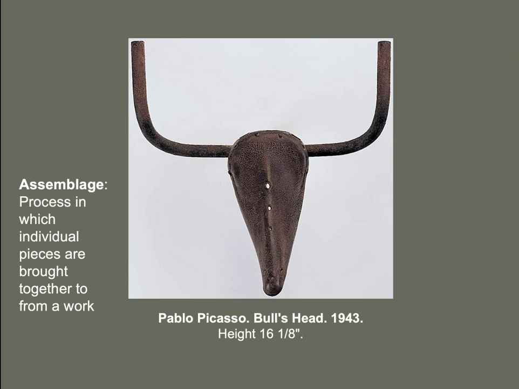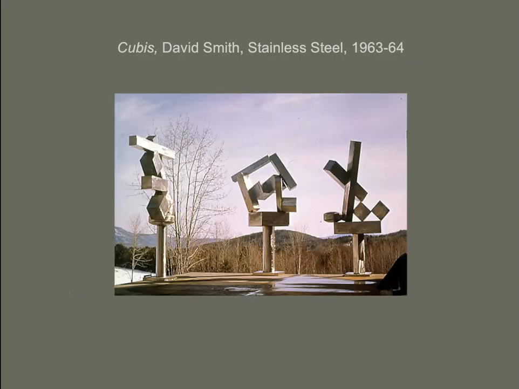This is Bull's Head by Picasso from 1943. He was known for assembling found objects so that we could change the way that we see the objects. So here we can see a bicycle seat and handlebars, and the way he's put it together makes it look like a bull's head. So, trying to make us see things in a new way.